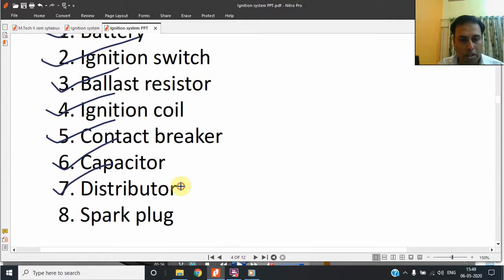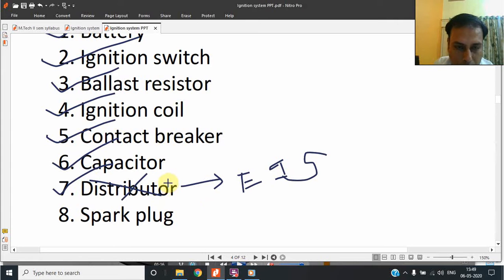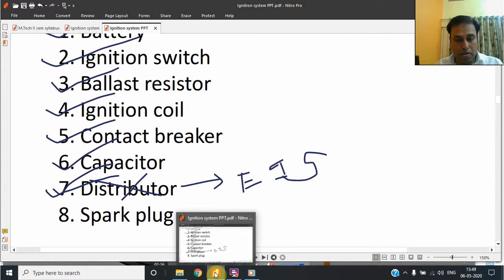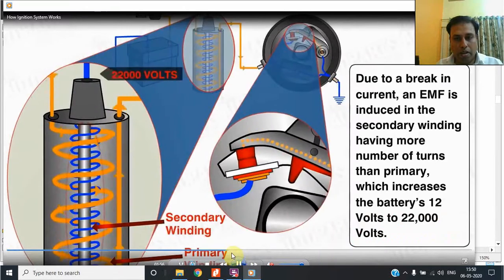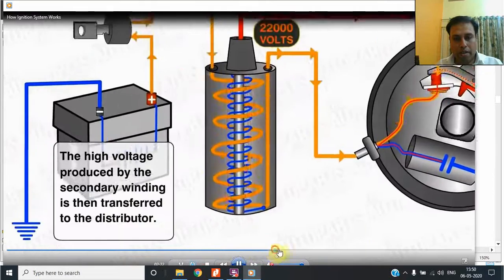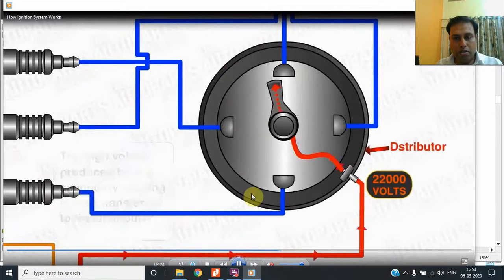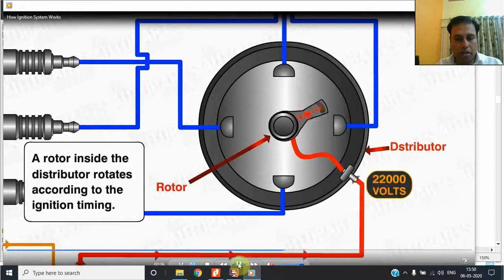The distributor, because these days an electronic ignition system is used, or a distributor-less system is used. So these days the distributor is not used, but in the conventional system this distributor is used. The distributor is already shown to you in the video. The distributor comes into the role later, when that particular voltage is generated, and this distributor distributes the current. This is being shown over here.